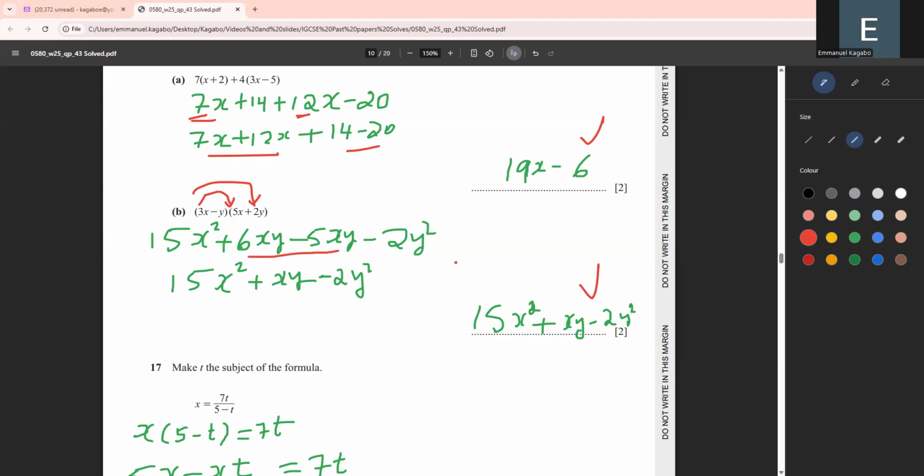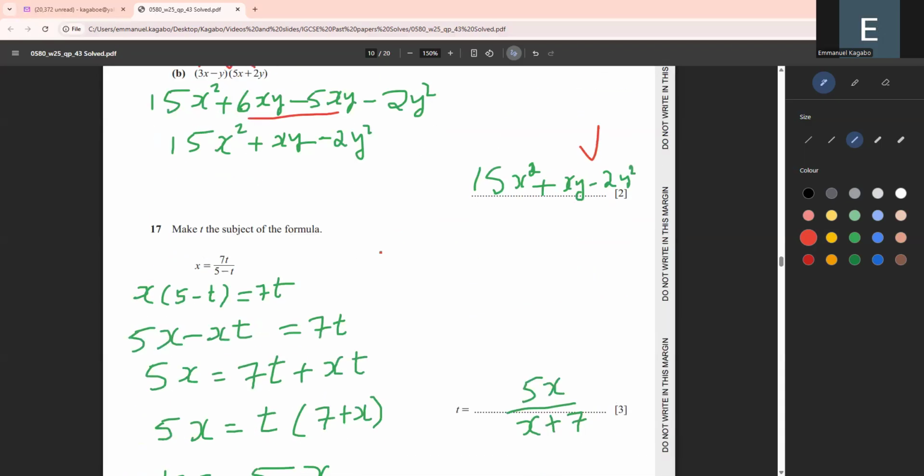Simple, free marks of algebra here. And by the way, I have a video on factorization. I compiled the IGCSE past paper question factorization. If you're interested in understanding factorization, you can go and watch that video.